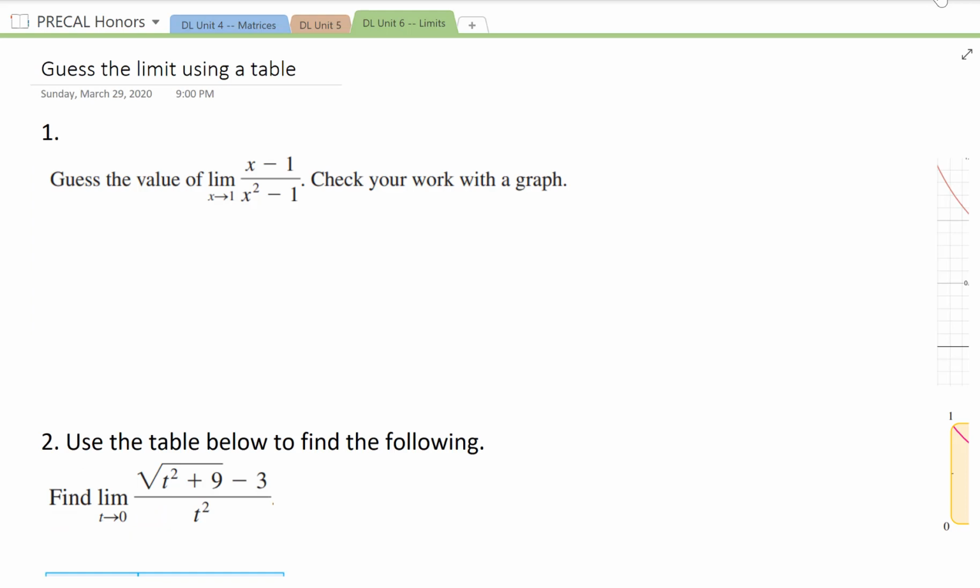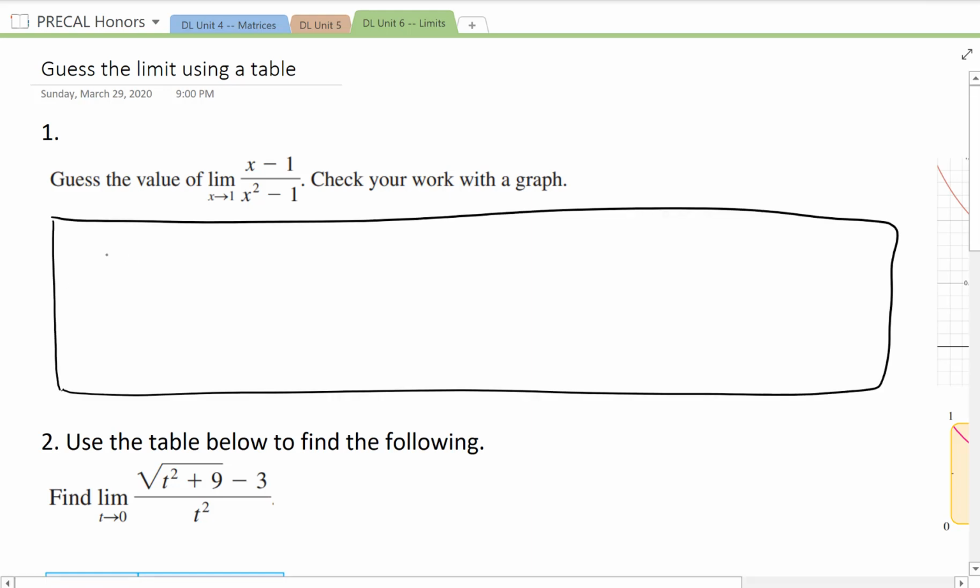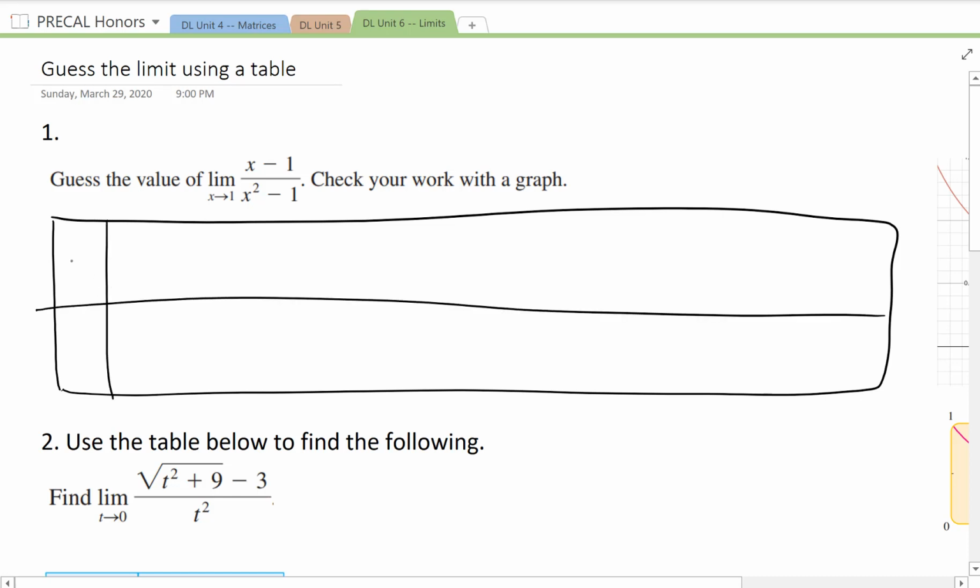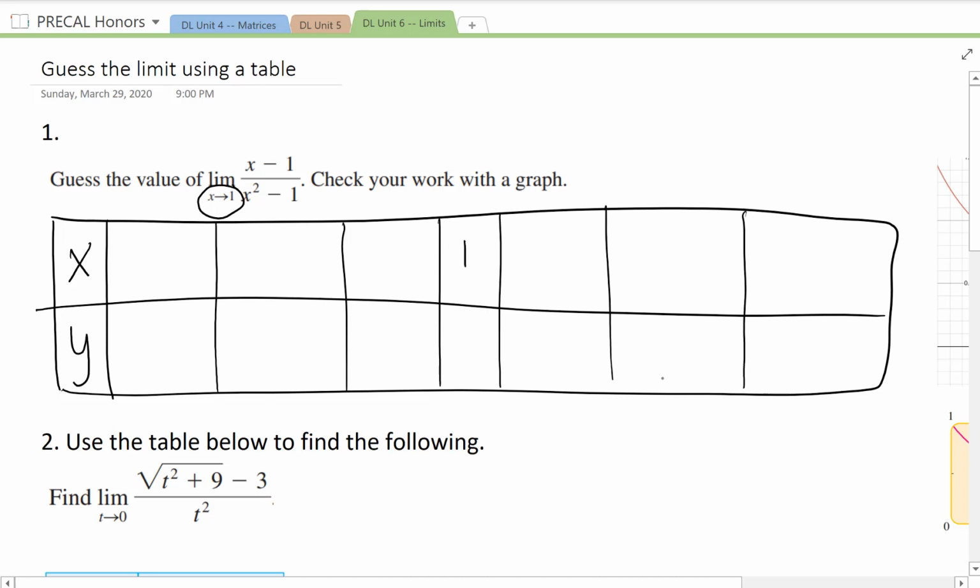Guess the value of the limit of x minus 1 over x squared minus 1 as x approaches 1. Check your work with a graph. So now we're going to create the table. And what values do we choose for our table? I like to put the value that x is approaching in the middle. And then I am going to require that you include 3 values to the left of that number and 3 values to the right of that number. So the values I'm going to choose for my table include values that are very close to 1.